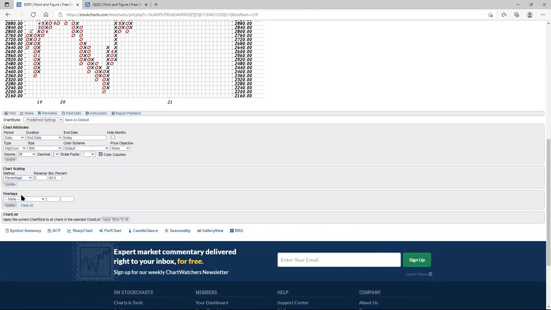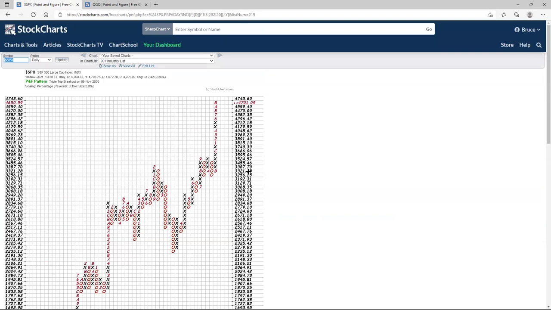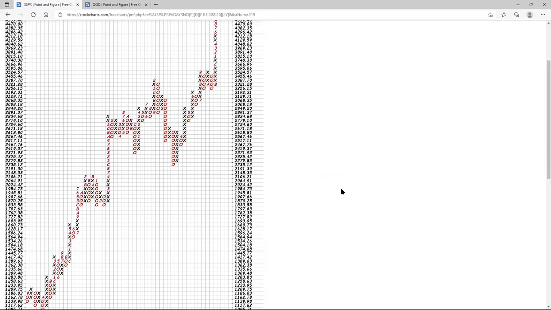Now, percentage scaling is really a kind of a different beast. And so here we want to, let's put in 2% right there, box percent. Let's put in 2%, three box reversal, see what we get. Interesting. So this gives us a lot more data.